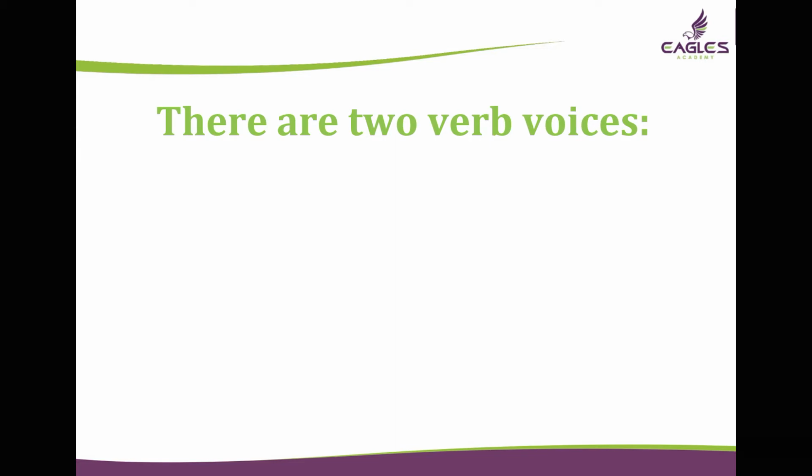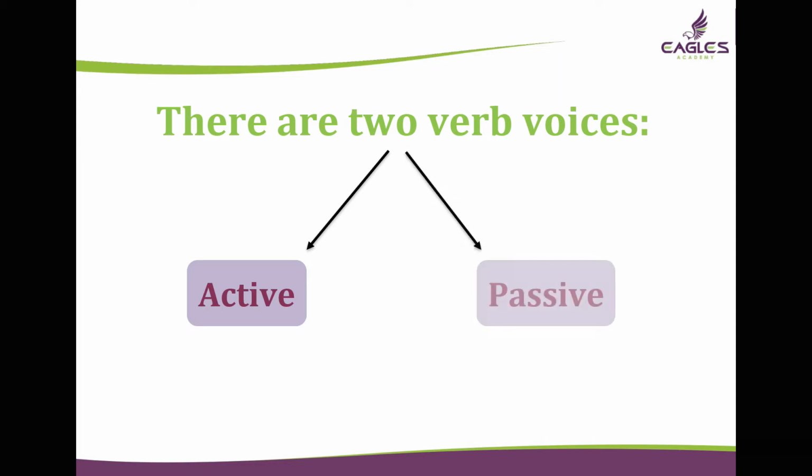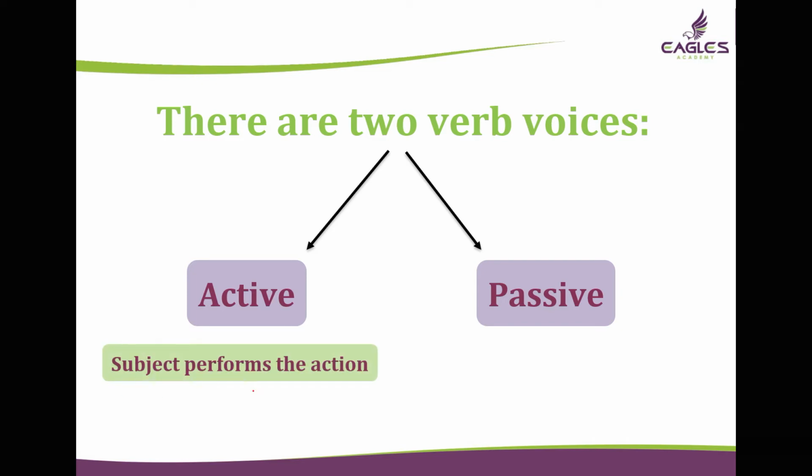Today we will talk about passive voice. Actually, we have two verb voices. The first one is active voice. The second one is passive voice. What do we mean by active and what do we mean by passive? Active is when the subject performs the action.